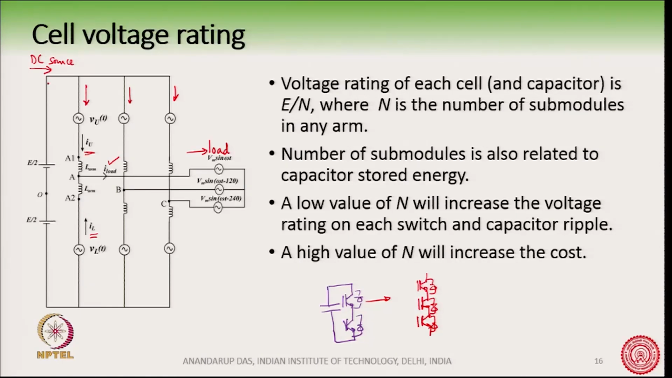Now, this DC source is the source of energy, and the real power is flowing from this DC source into the load via these capacitors. These sources are all made up of capacitors. So, the real power is flowing from this DC source via these capacitors into the load. Now, when real power flows through the capacitors, what happens?